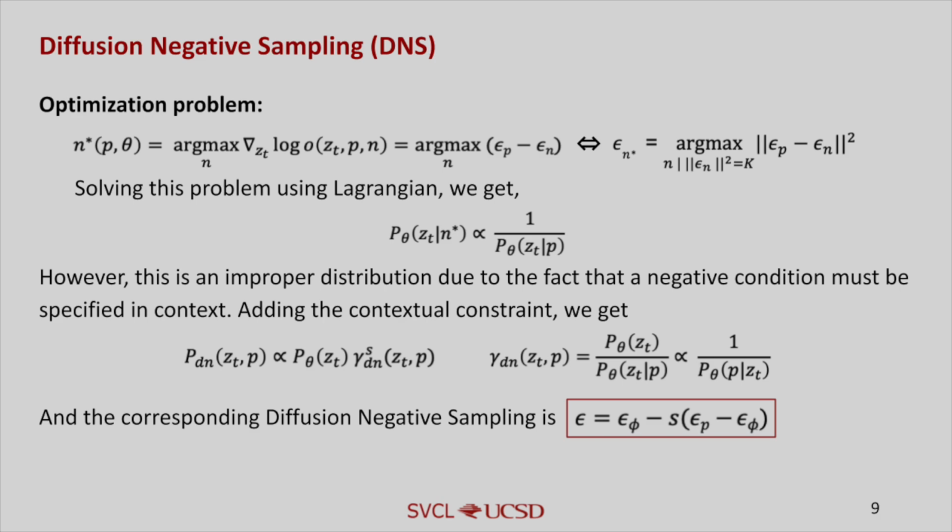This is equal to doing inference with epsilon is equal to epsilon phi minus s times epsilon p minus epsilon phi. Comparing this with the classifier free guidance equation, it is exactly the same, but now with a negative guidance.